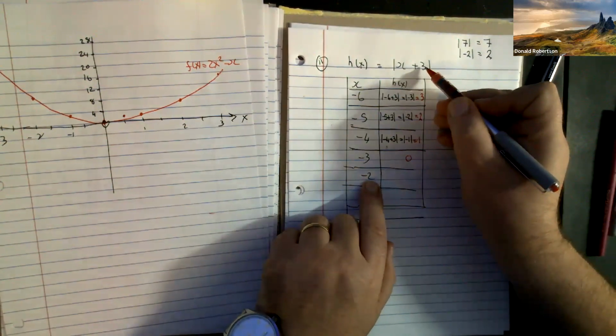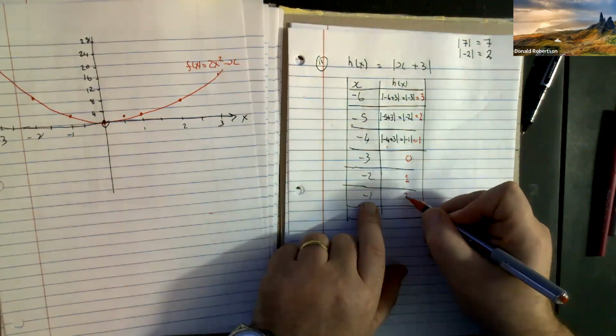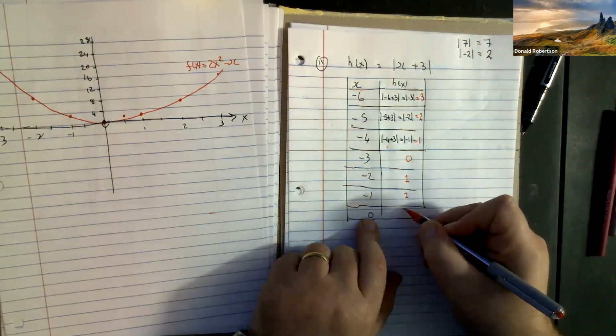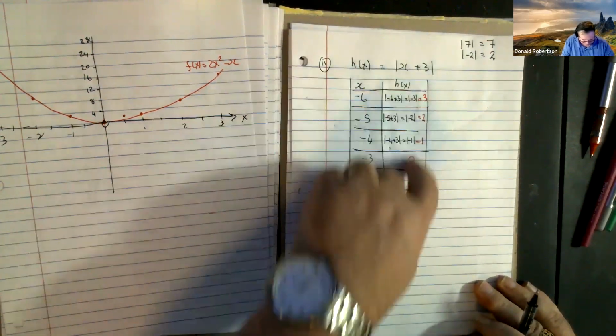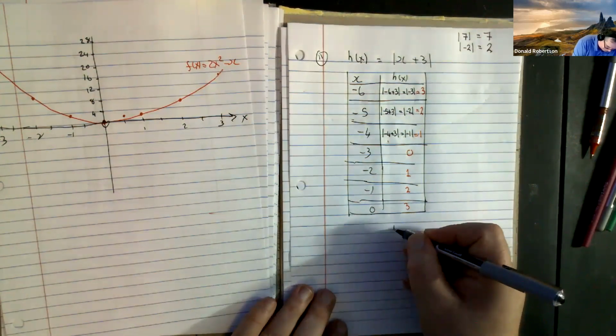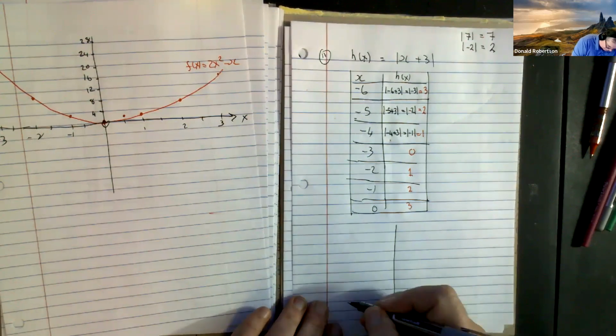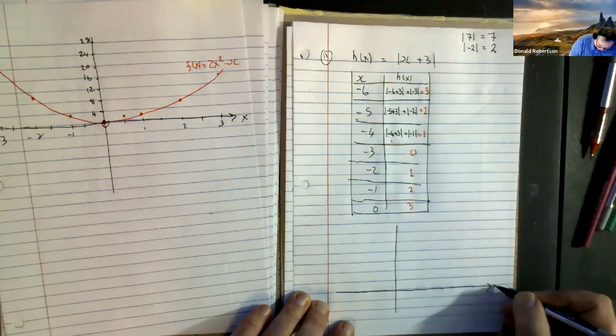If you plug in -2 here, you get 1. If you plug in -1, you get 2. And if you plug in 0, you get 3. So there is your table of values. These points are now going to be sketched. And so imagine this is me on nice square paper.